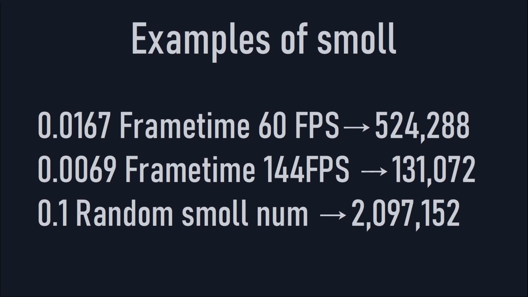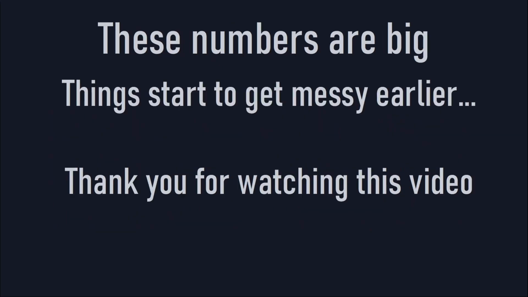If you look at the number for 144 frames per second, it is 131,072. As the units in Unreal correspond to 1 centimeter per unit, this is approximately 1.3 kilometers. This is quite a realistic distance from the origin. And these are only the big numbers where the worst case is happening. The calculation errors start at lower numbers.